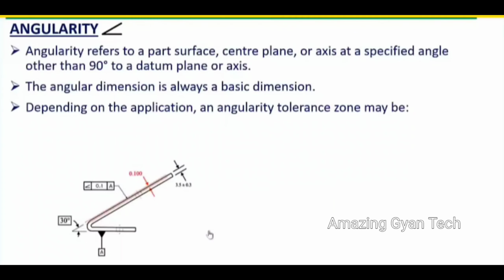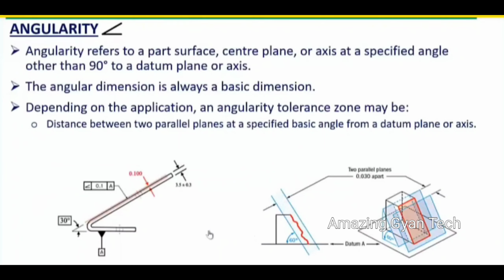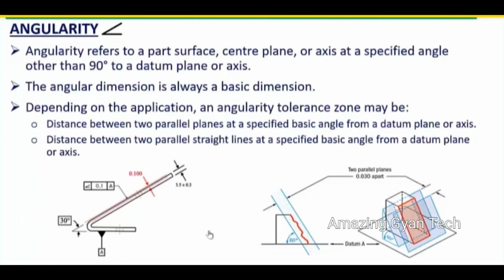Depending on the application, an angularity tolerance zone may be the distance between two parallel planes at a specified basic angle from a datum plane or axis, or the distance between two parallel straight lines from a datum plane or axis. In this drawing, the main thing is this particular feature which is shown at 60 degrees. Two parallel planes are created and the value is 0.03. So the distance between the two parallel planes is 0.03, and the surface you have selected should lie between these two planes. The datum is at the bottom. With respect to datum A, what is the angle? Other than 90 degrees, you can specify here.